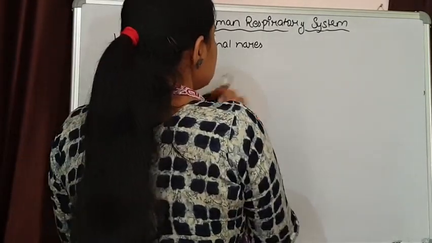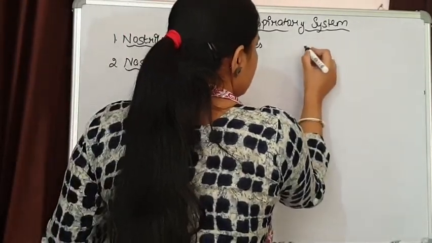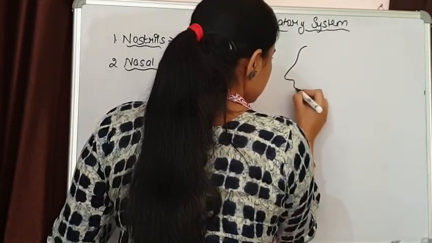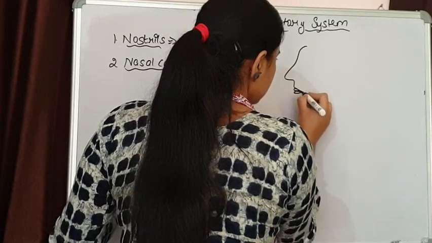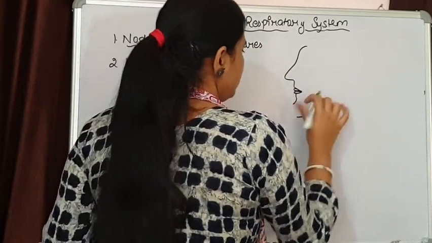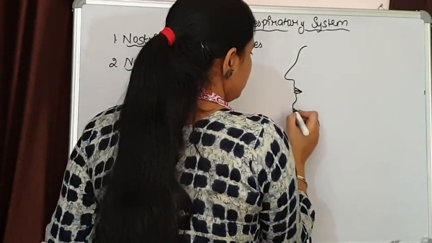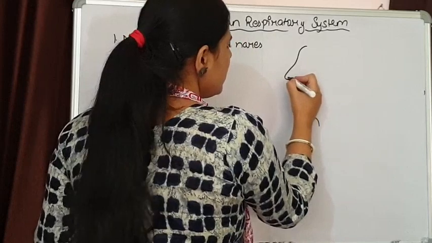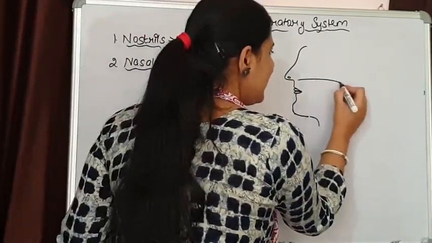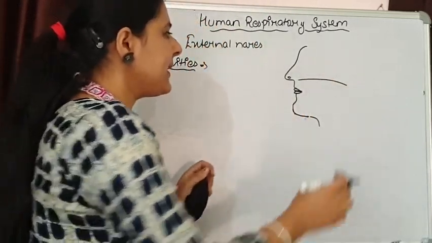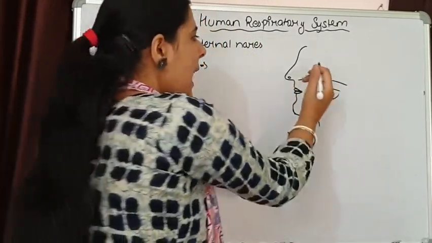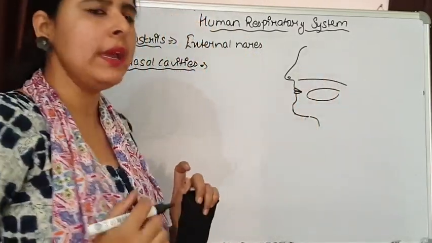If I show these nasal cavities in a diagram, see, this is how the nostrils are present. This will be the bony palate, and this bony palate is going to separate our oral cavity. Over here the tongue is present, gums and teeth are present, and above this the nasal cavity is present.